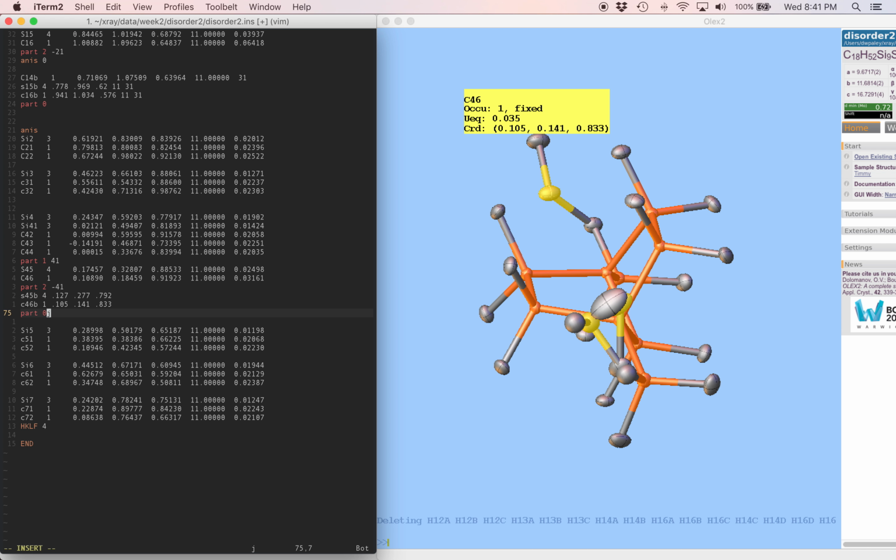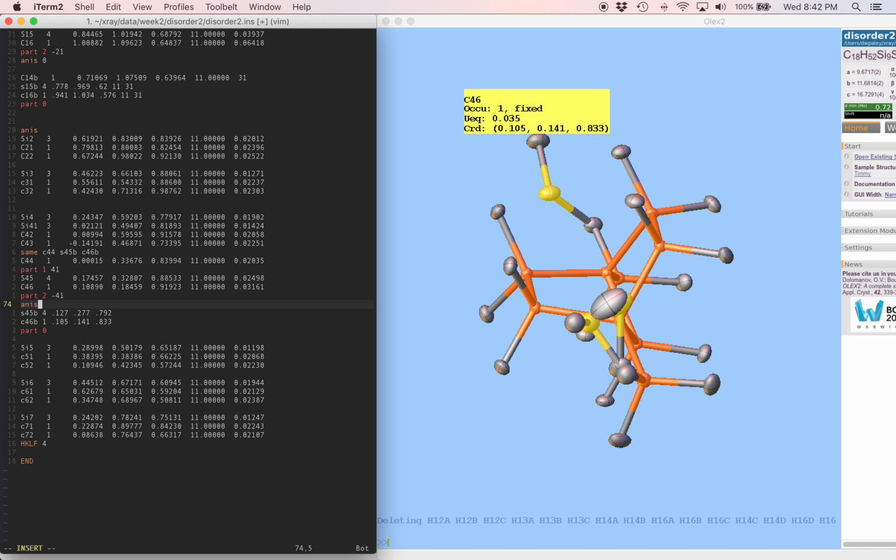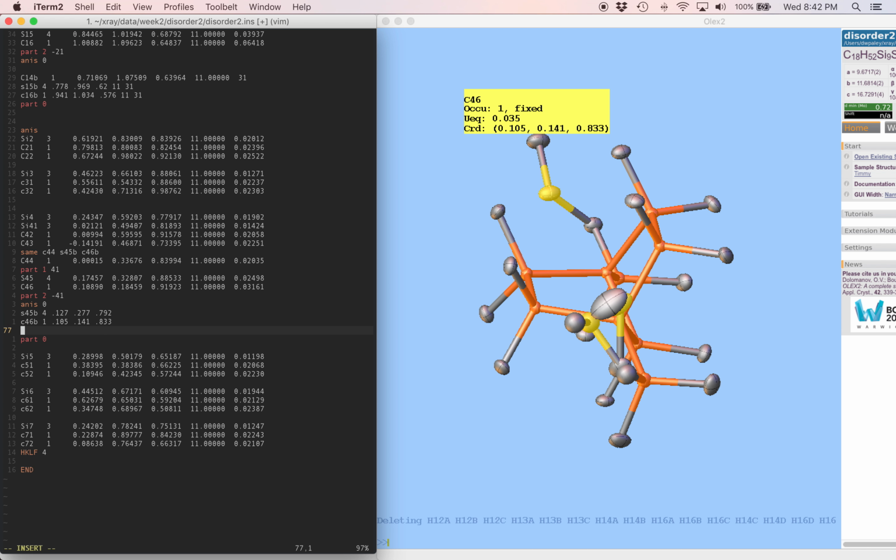Part 0. We need a SAME instruction. It's going to go in front of the last ordered atom, which is C44. It's going to be SAME C44, S45B, C46B. And it's probably fine to refine the major component anisotropically, but we want to make sure that the minor component stays isotropic. So I'm going to put ANIS 0 in front and ANIS after.